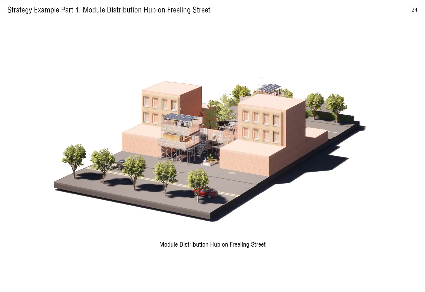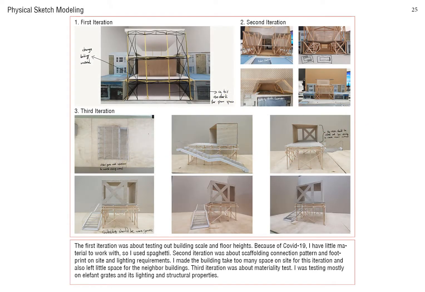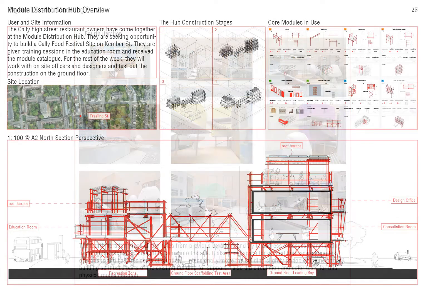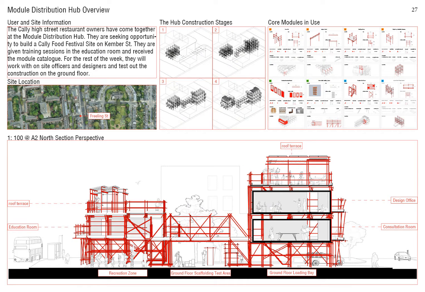The first one is the module distribution hub on Freeling Street. I begin the design with physical sketch modeling. So each iteration aims to deal with different issues. Through physical models, I tested out building footprints, lighting, right of light, materiality, scaffolding patterns and density, color and texture, and finally space arrangements. And here is the module distribution hub overview.